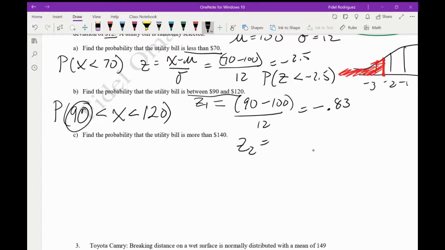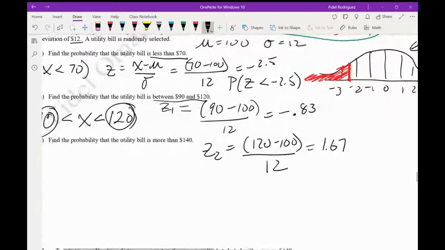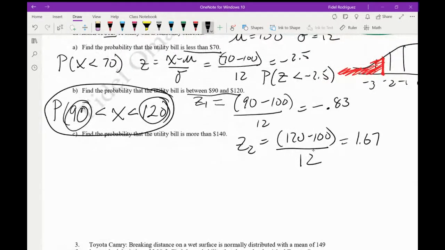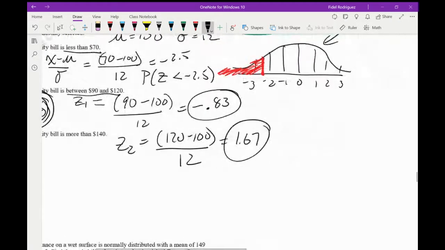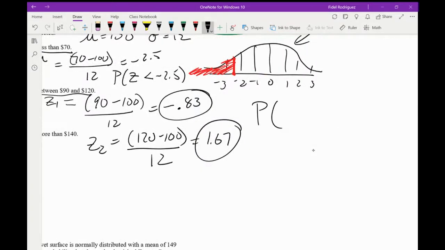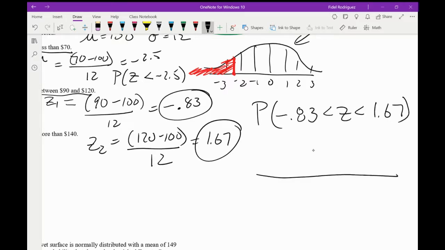And then my Z2 value is going to be 120 minus 100 over 12. So 120 minus 100 divided by 12, and that's giving me 1.67. Okay. So now we've converted them to Z values, and what we're going to say is, what's the probability that Z is between those two numbers?